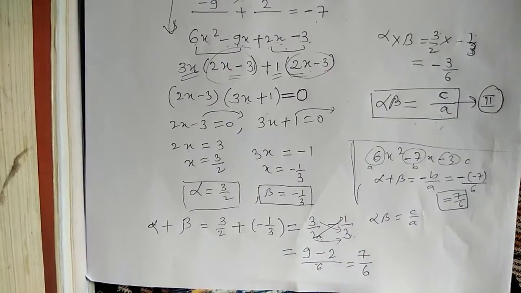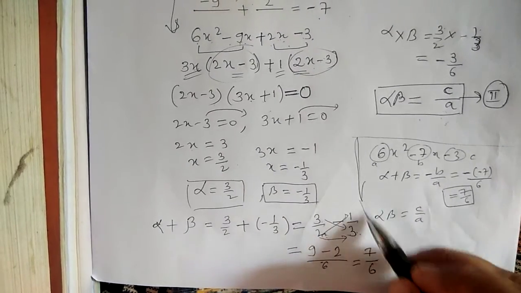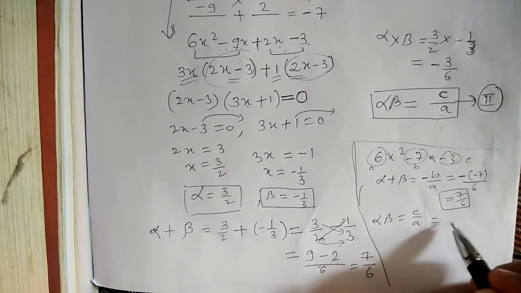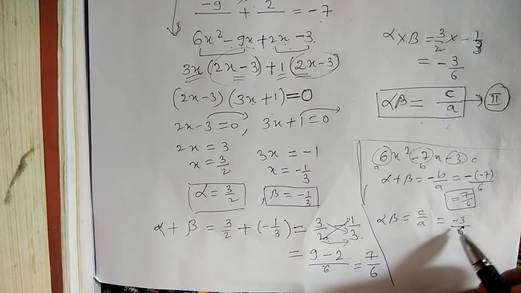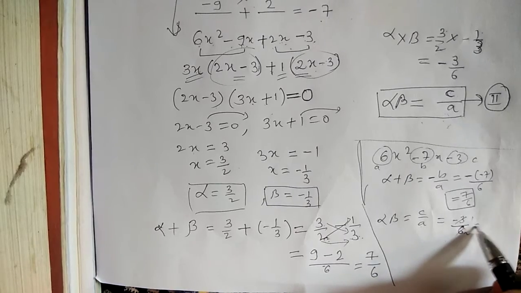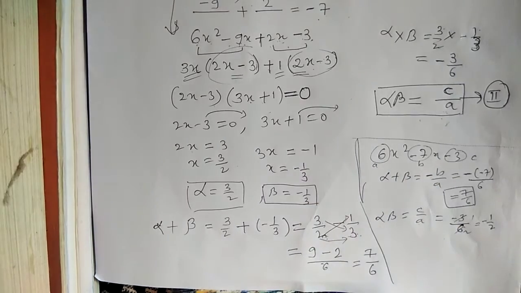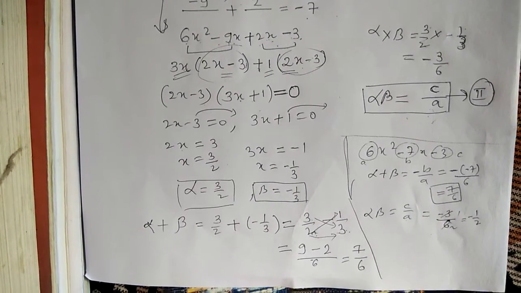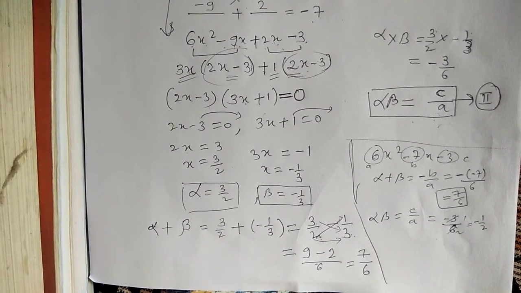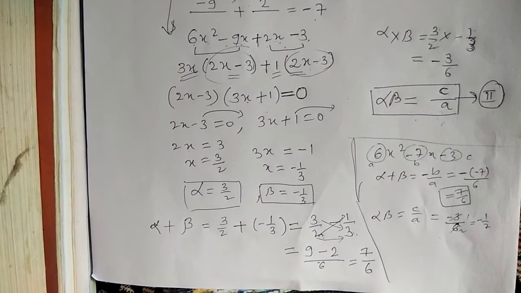Directly from this you can find the sum of roots and product of roots. The product of roots is c by a. C is minus 3, a is 6, so minus 3 by 6. If you want, you can cancel: 3 ones are 3, 3 twos are 6. So it will be minus 1 by 2. Directly you can find the sum of roots and product of roots if you remember this relation. The relation between the sum of roots, product of roots and coefficients is: sum of roots is minus b by a and the product of roots is c by a.